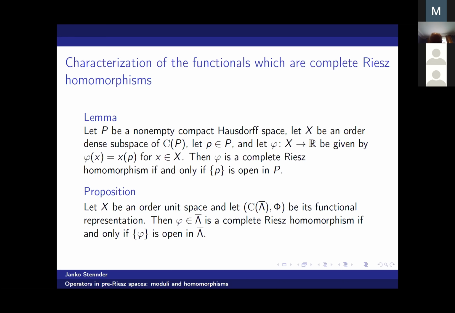And by means of the functional representation, one can formulate the same now for order unit spaces. So I have an order unit space and its functional representation, then some map in the closure of lambda is a complete Riesz homomorphism if and only if the singleton is open in lambda bar. And from now on, I'll formulate most of the results in terms of order-dense subspaces of continuous functions.